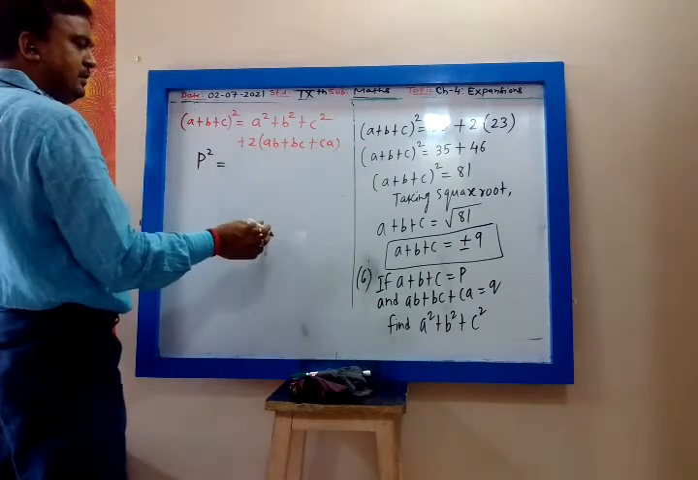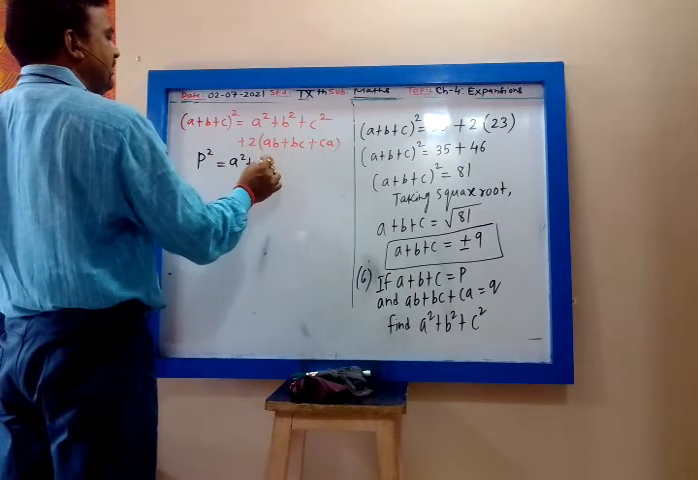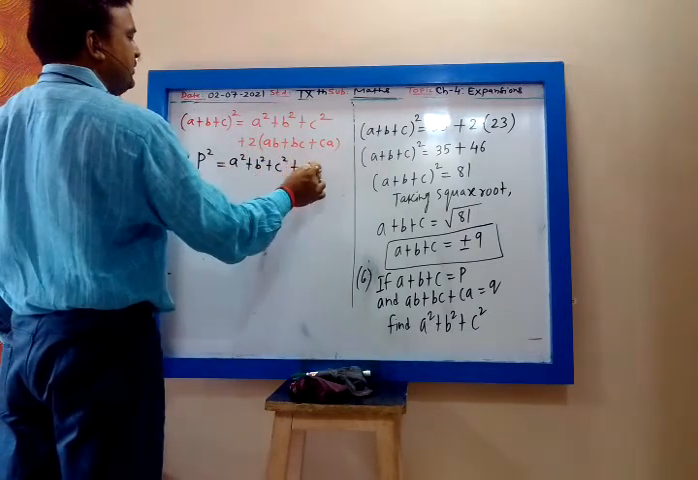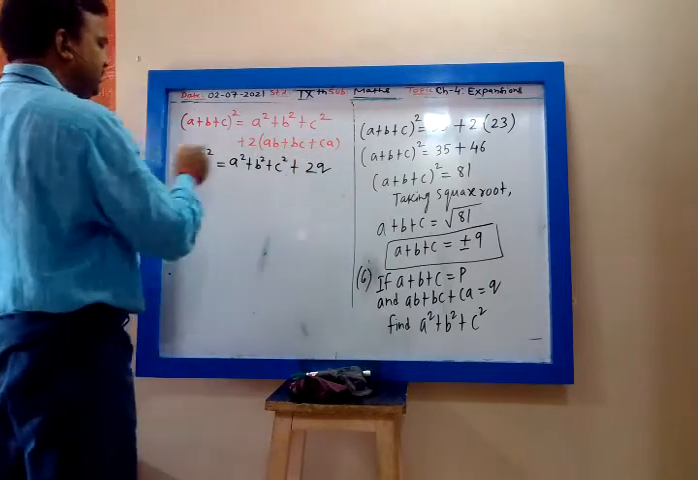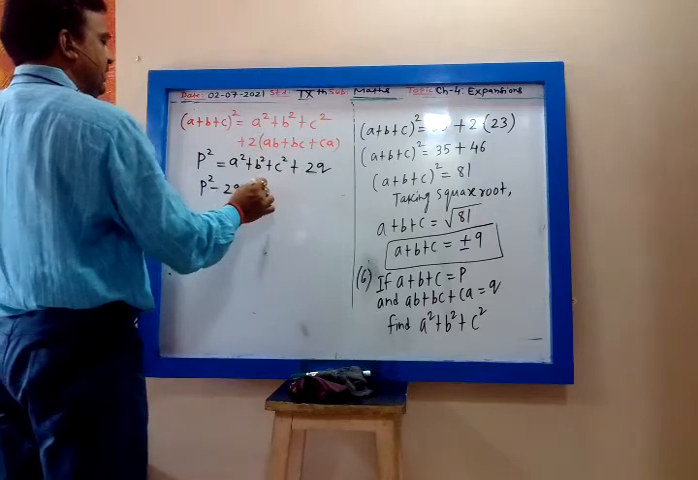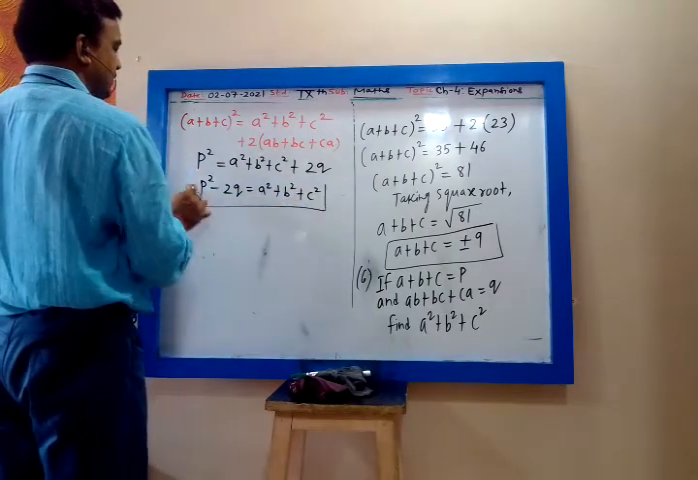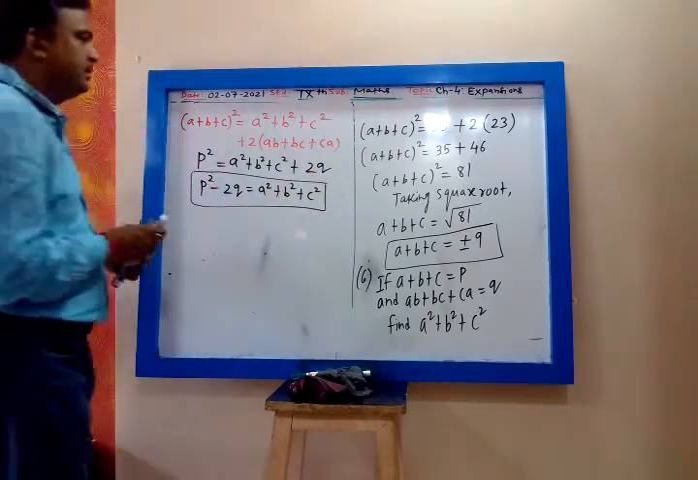A square plus B square plus C square, that we have to find, plus 2 times Q. Now P square minus 2Q is equal to A square plus B square plus C square. That is the answer. So A square plus B square plus C square is P square minus 2Q.